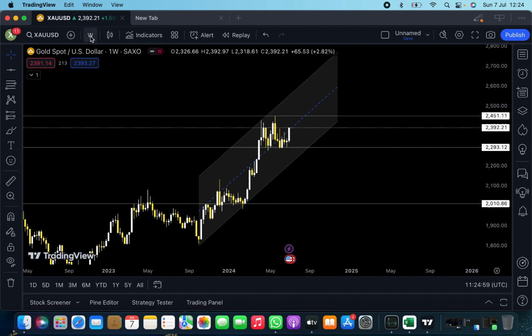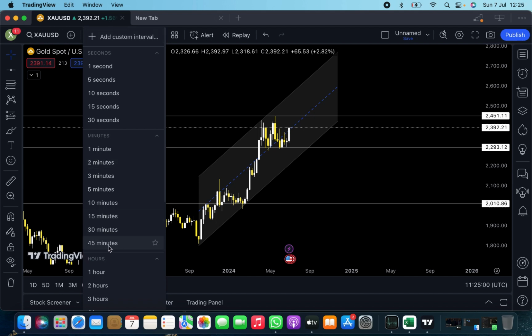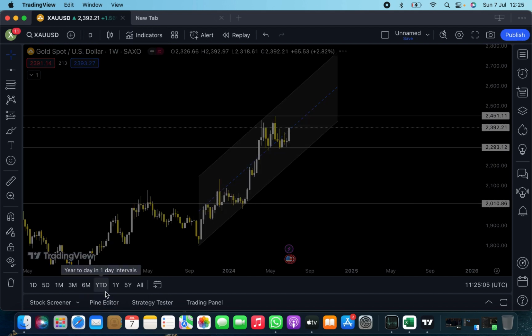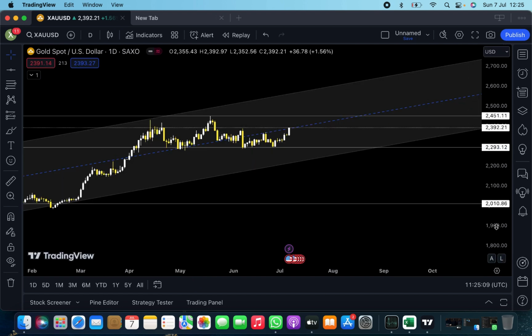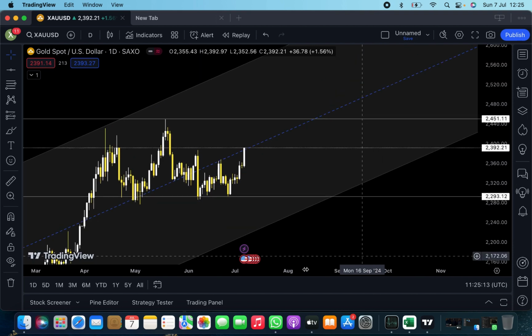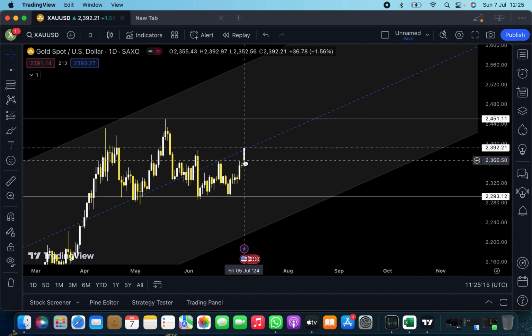Now let's go on the daily time frame to have a better view of what I'm saying. Now on the daily time frame, we focus on the candle. Nothing more, nothing less. Just the candle, the daily candle, the last daily candle. So Friday's daily candle was this one. This was the daily candle on Friday.